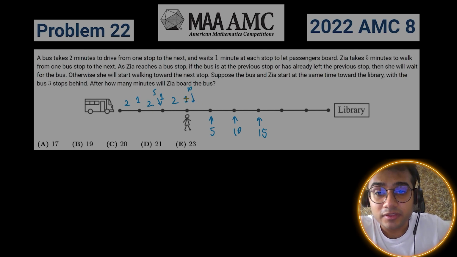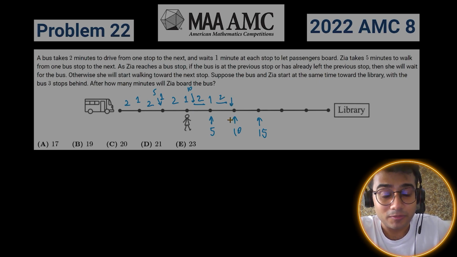So the bus is here, so that's 10. So on the way, again 2 and 1, so 11 and then 12. So 2, 3, 4, 5, 6, 7, 8, 9, 10, 11, 12. At 12 it leaves the stop. 13, 14. At 14 it reaches the stop. Okay, and it stops there for 1 minute.